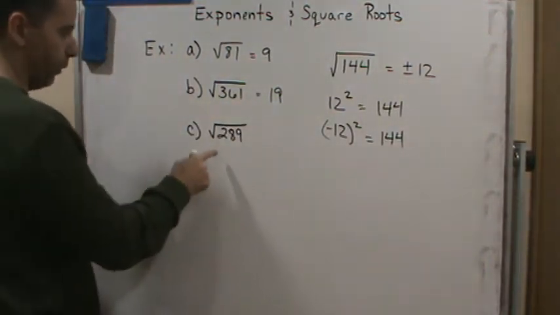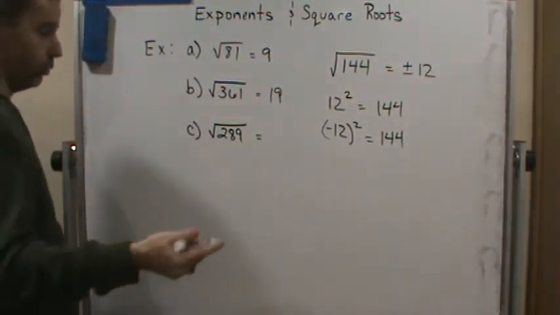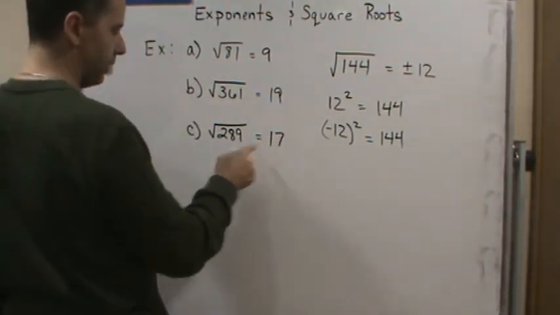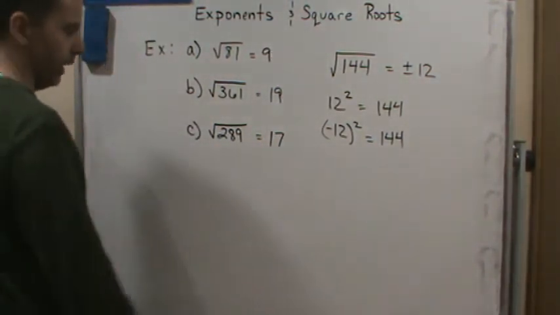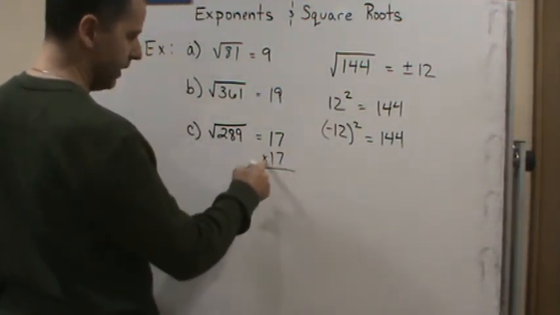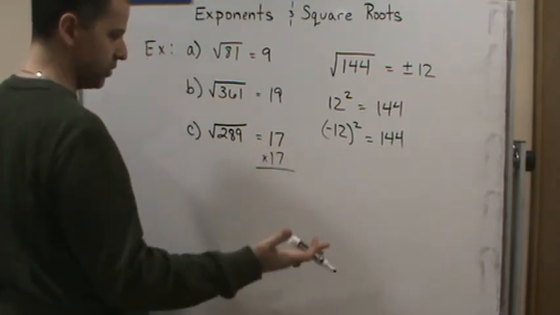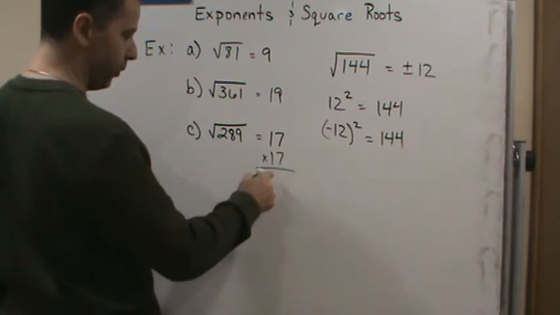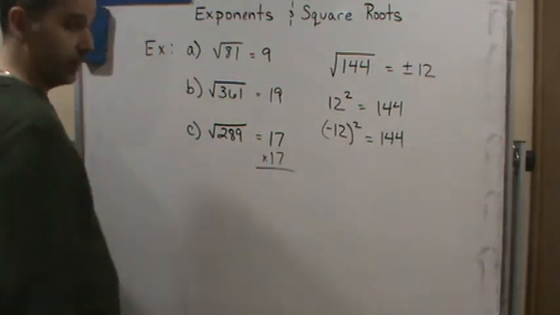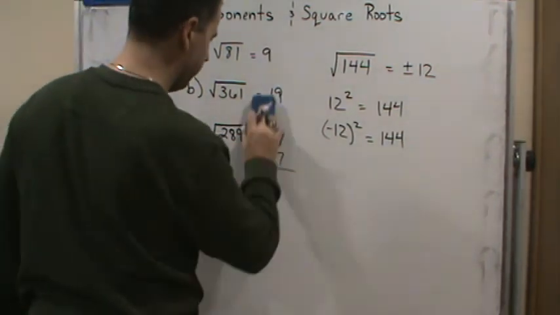Okay. Now, what about 289? The square root of 289, what number squared will give us 289? Well, that's going to be 17, because 17 squared is 289. And again, if you do it in your head, it's 10 times 10 is 100, plus 70, plus another 70, which is 140, so that gives me 240, and then plus 49, which gives me 289. Okay? So, it works.